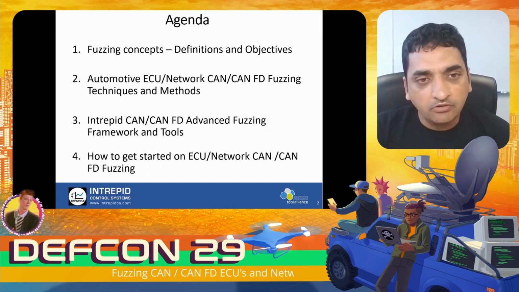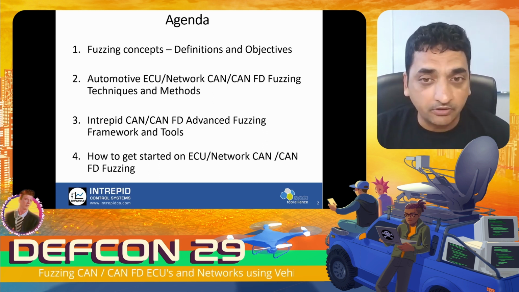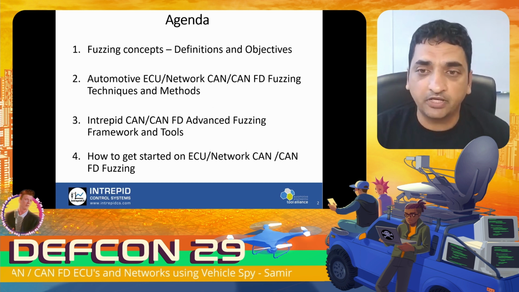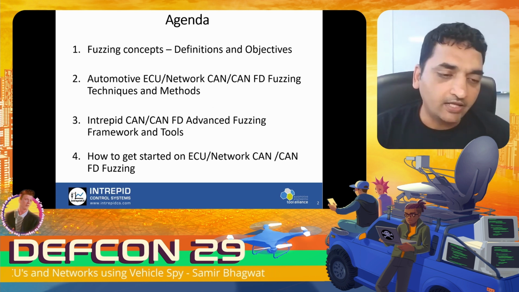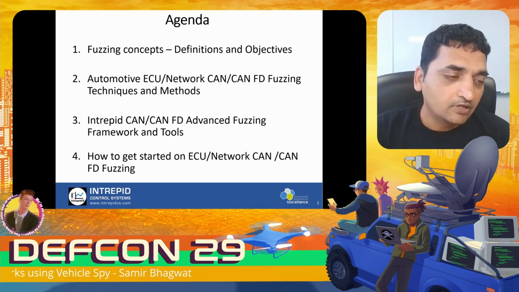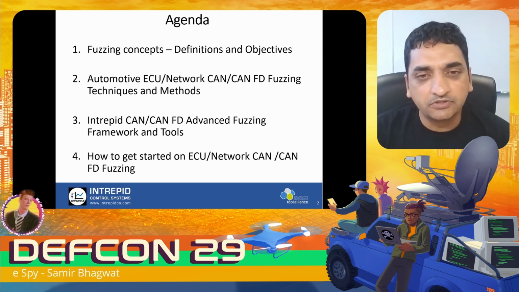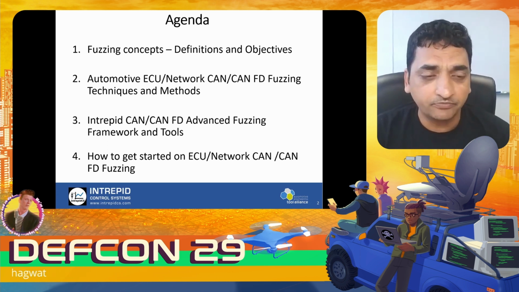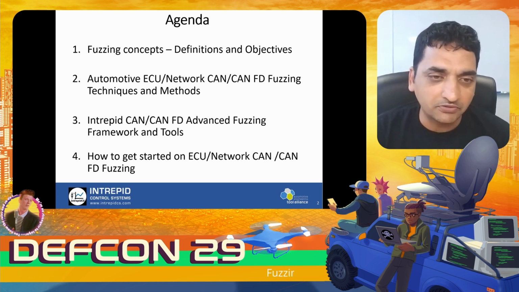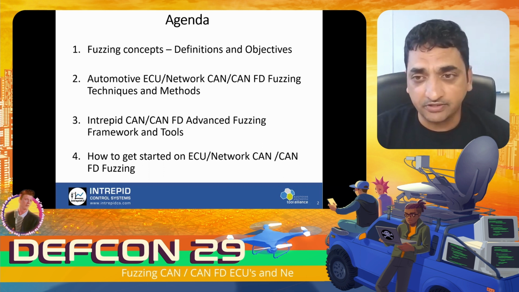Third, I will show how some specific products from Intrepid Control Systems, which I have used, can help you with your CAN and CAN FD fuzzing needs. These are the tools I have primarily used for developing fuzzing capabilities for OEMs and tier suppliers. So this information will also be pretty useful for people who are interested in these areas.